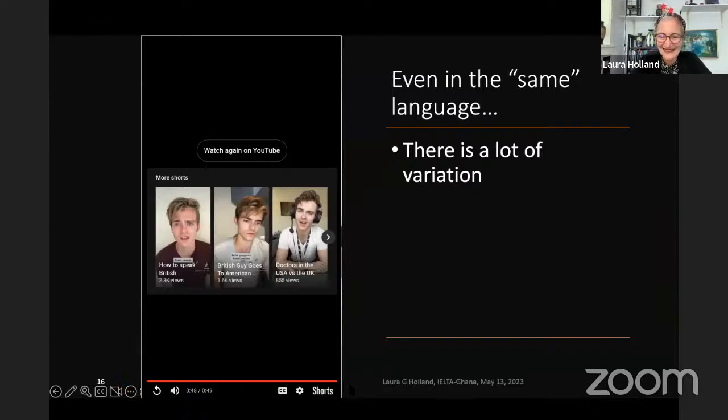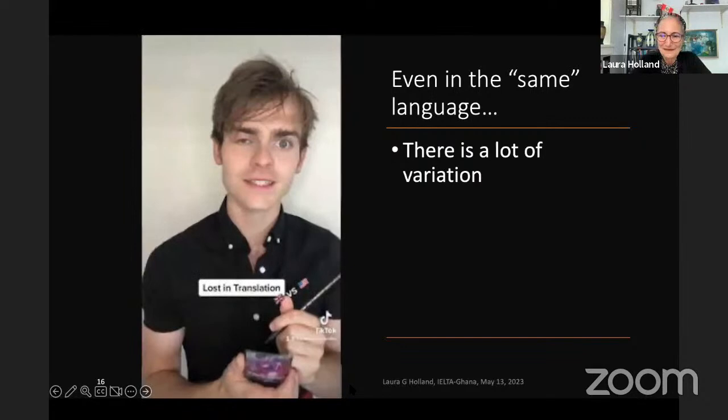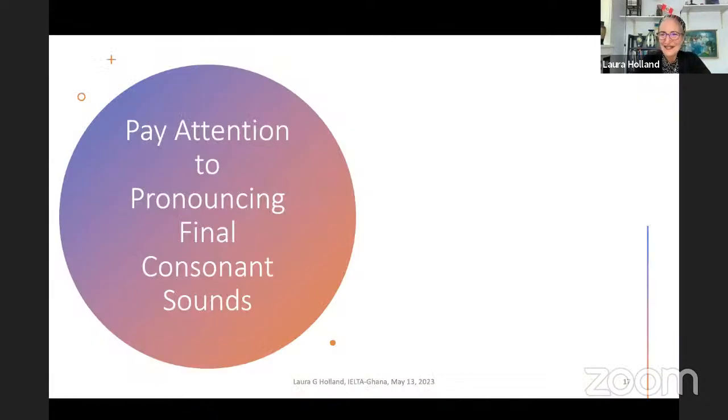Okay. So, hi. There we go. What we want to do, one place to start, and this has helped me a lot over the years, is to pay attention to pronouncing, to hitting final consonant sounds.